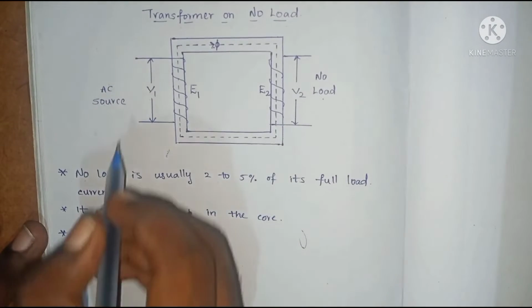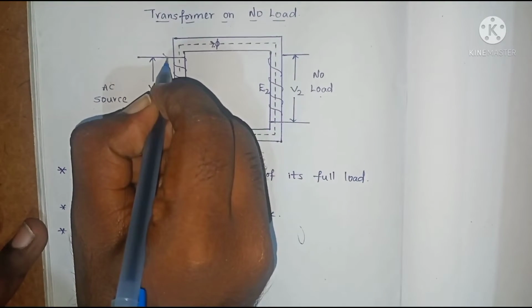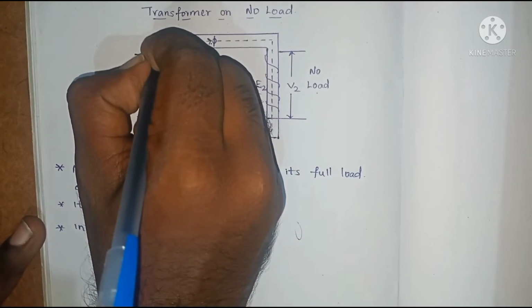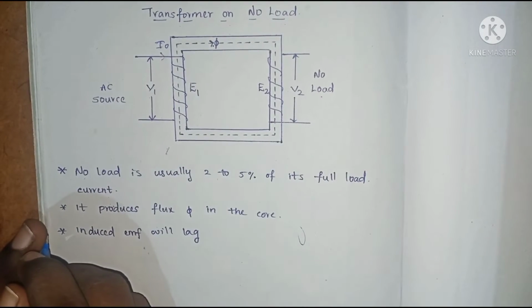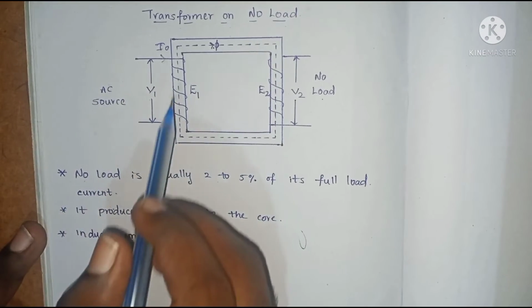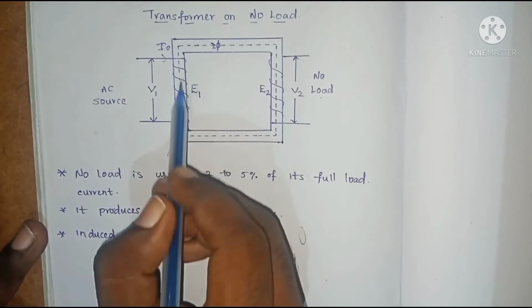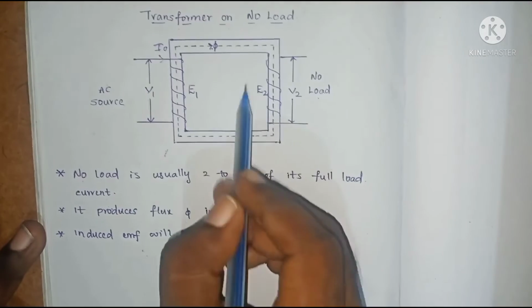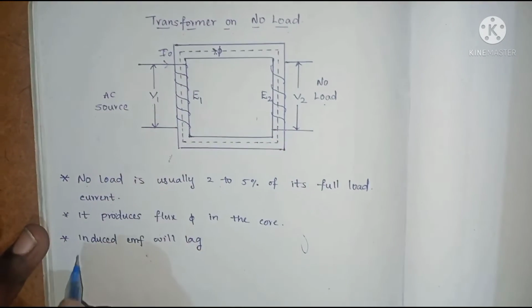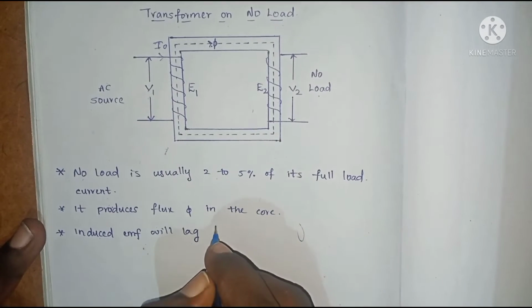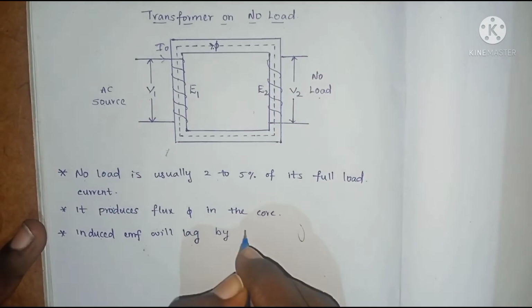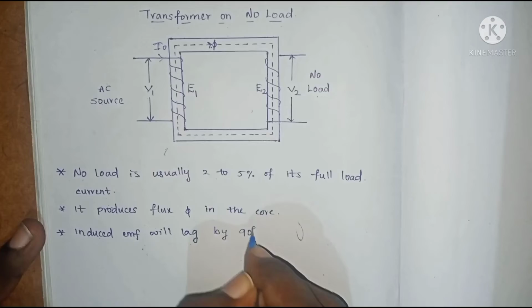The current I0 is produced at the voltage V1. Due to the alternating flux phi, it will produce an EMF E1 at the primary winding and E2 at the secondary winding. The induced EMF will lag the flux by 90 degrees.